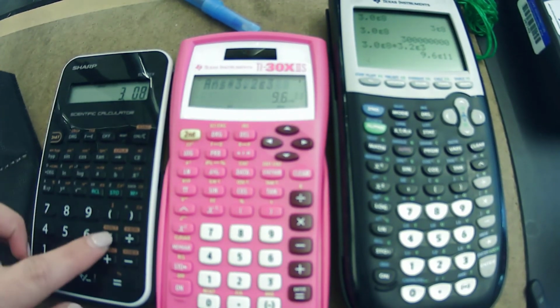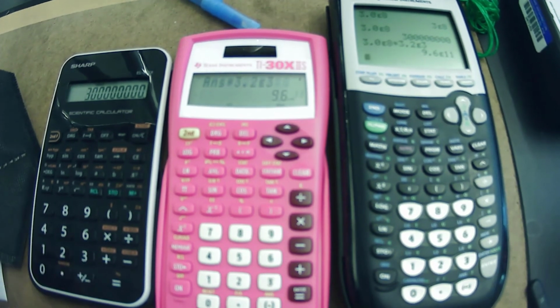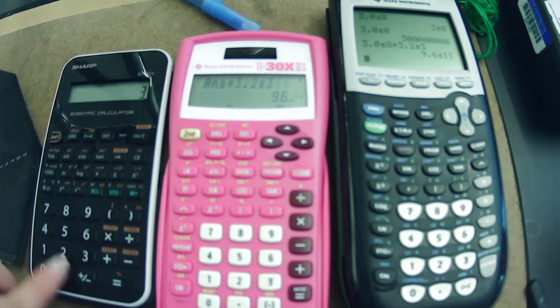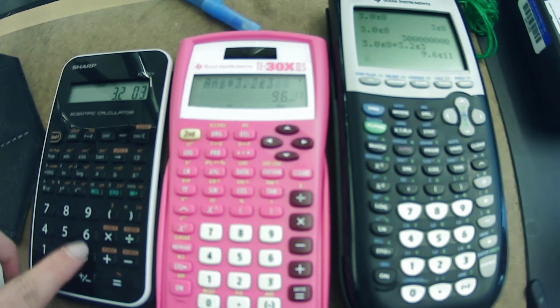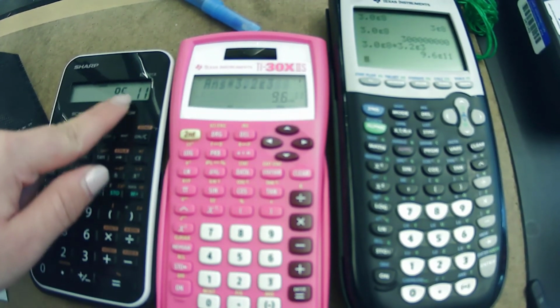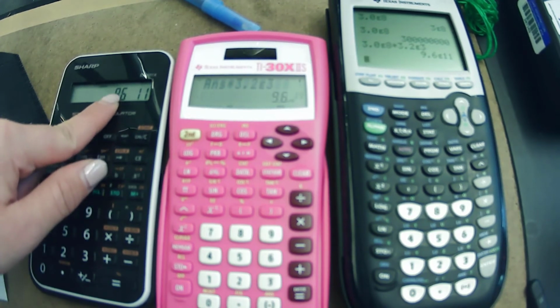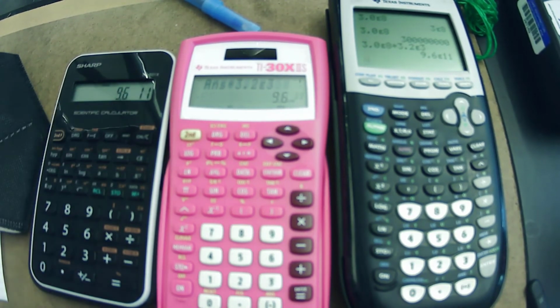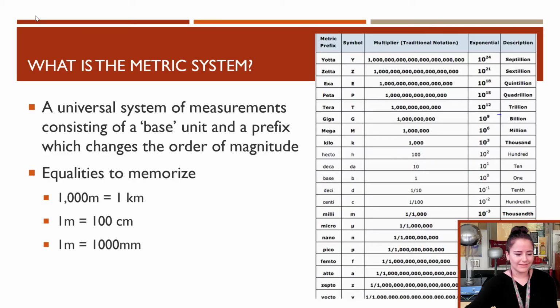And on this one, 3.0 times 10 to the 8th times 3.2 times 10 to the 3rd, 9.6. Again, it doesn't show the times 10, but we do need to know it's there. This is 9.6 times 10 to the 11th. Okay, cool. So what is the metric system?